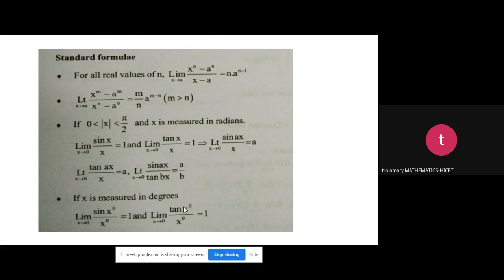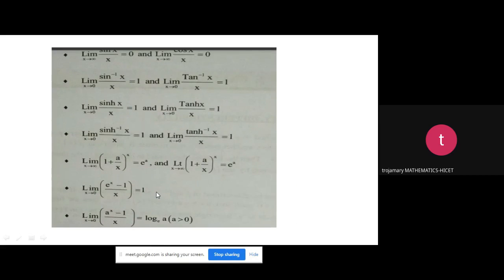Limit x tends to 0 sin x by x equals 1. Similarly, limit x tends to 0 tan x by x equals 1. Then if x is measured in degrees, it is the same thing: sin x degree by x equals 1. Then limit of sin x as x tends to infinity. Now, I think you notice the difference.